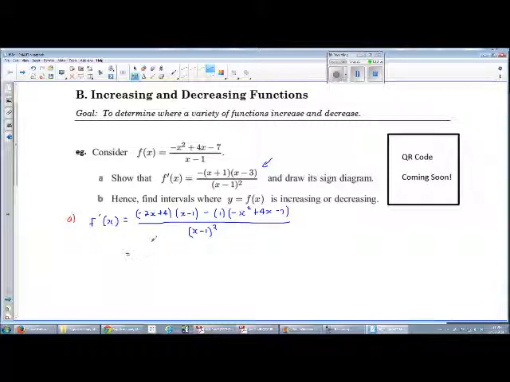Okay, so we now have negative 2x squared as I expand this out into the second bracket, plus 2x plus 4x minus 4. And then we've got a negative times, so I'm just going to multiply this negative in here, so I end up getting a plus x squared minus 4x plus 7. And that is still all over x minus 1 all squared.